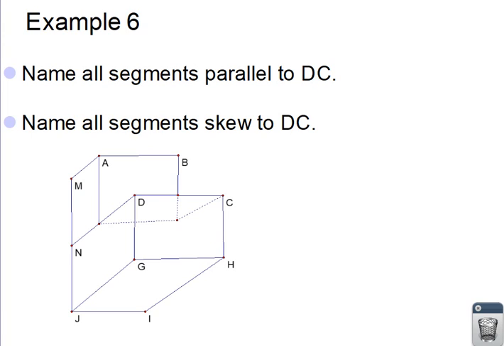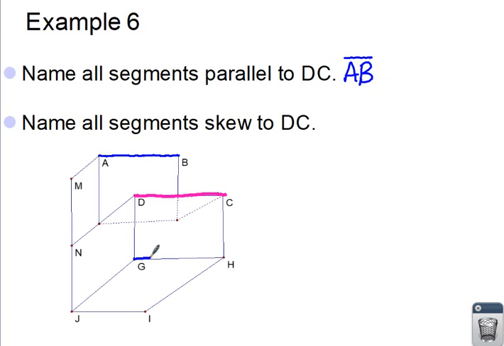Okay? So in this picture, we're going to look at line DC. So let's highlight him. Okay. Why won't it highlight? Maybe not. There we go. Line DC. We want all the segments that are parallel to DC. So they have to be able to have a plane that goes through both of them. Like line AB. AB is parallel. Okay, so we'll put that in the list.